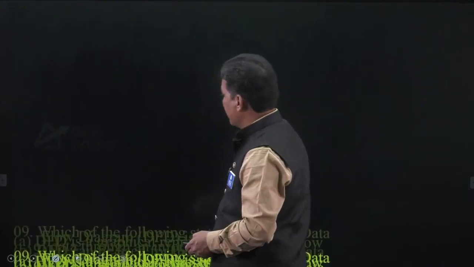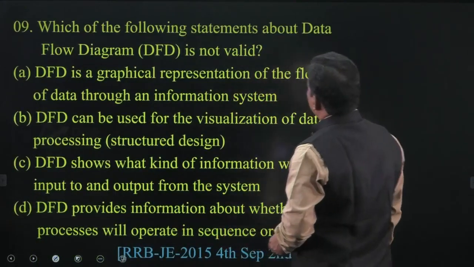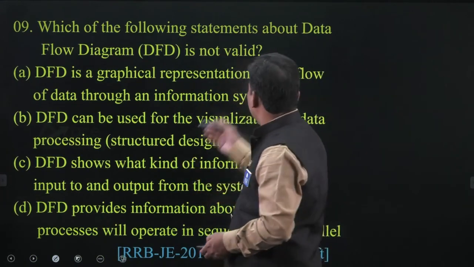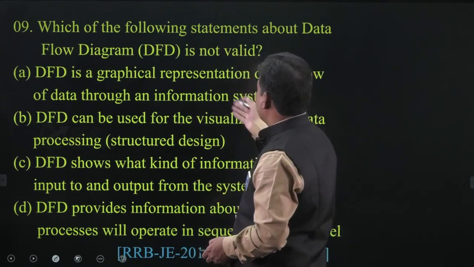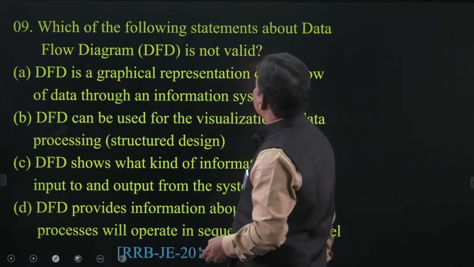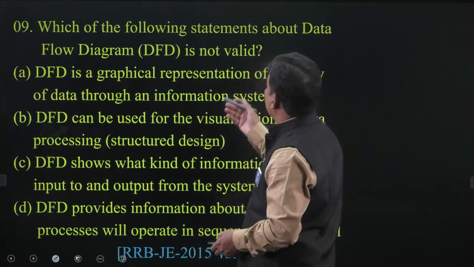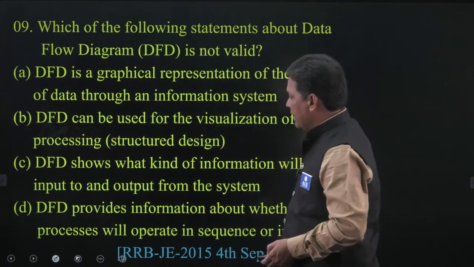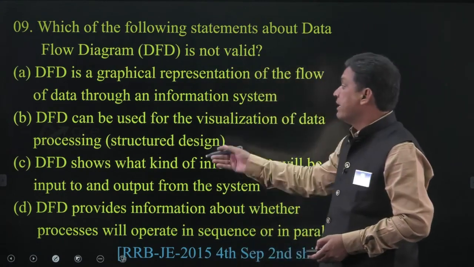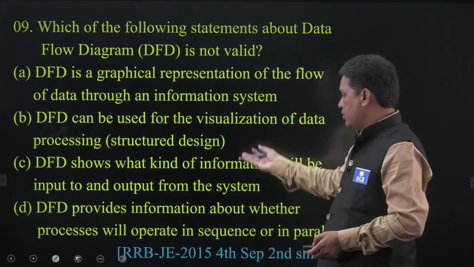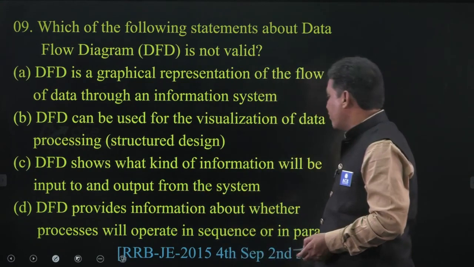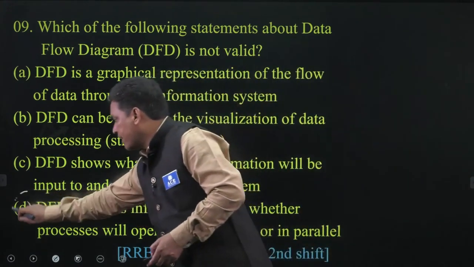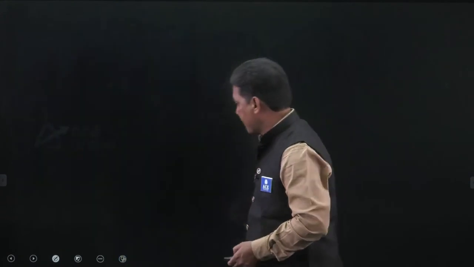Coming to the next one, which of the following statements about data flow diagram is not valid? DFD is a graphical representation of the flow of data through an information system. That is a valid statement. DFD can be used for the visualization of data processing. That is also valid. DFD shows what kind of information will be input to and output from the system. That is also valid. DFD provides information about whether processes will operate in sequence or in parallel. This is not valid about DFD. This is the answer, right?